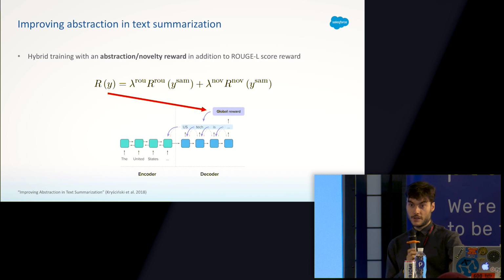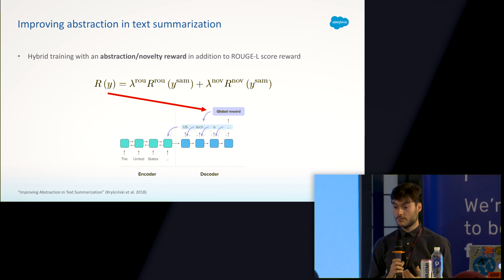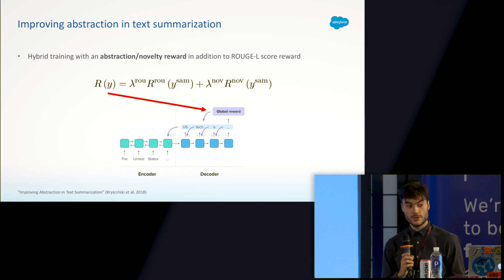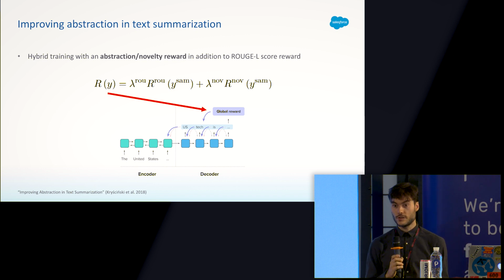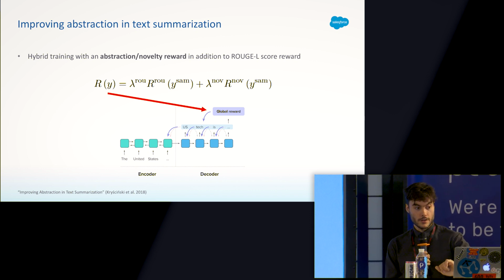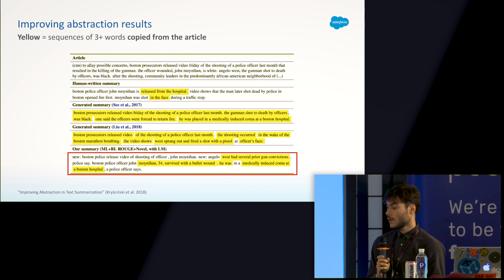In addition to that, since earlier we had this loss function that allowed us to optimize pretty much any score we want, we introduced an abstraction reward to be combined with our previous reward as well, to give a high score to sequences that use novel sequences of n-grams. And in practice, if we look at the summaries of this model compared to other state-of-the-art models from that time, we can see that it does indeed have a higher rate of higher n-grams, but also more novel phrases.